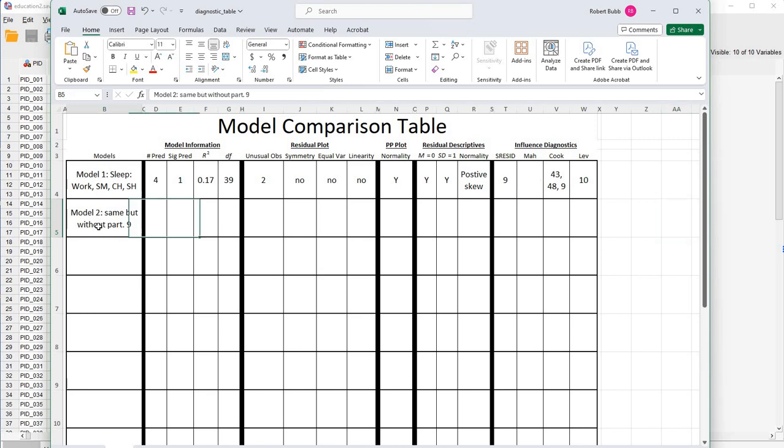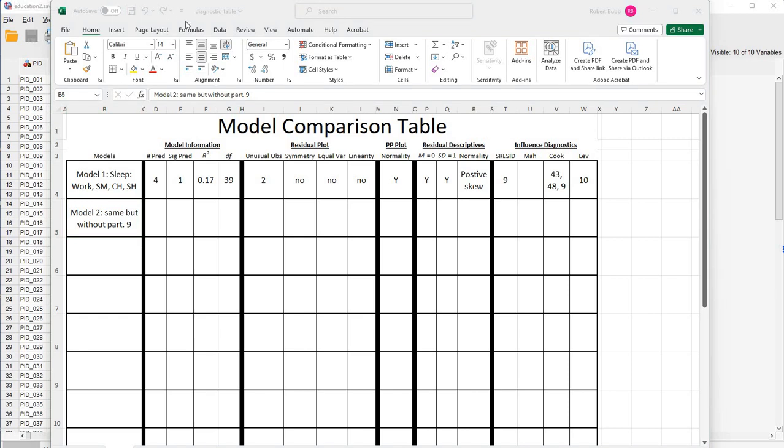We're going to do a model number 2. In this model number 2, we're going to go ahead and remove participant number 9, and we'll refit like we did on Wednesday, and just see if we can't get some improvement when it comes to the diagnostics criteria for the general linear model.